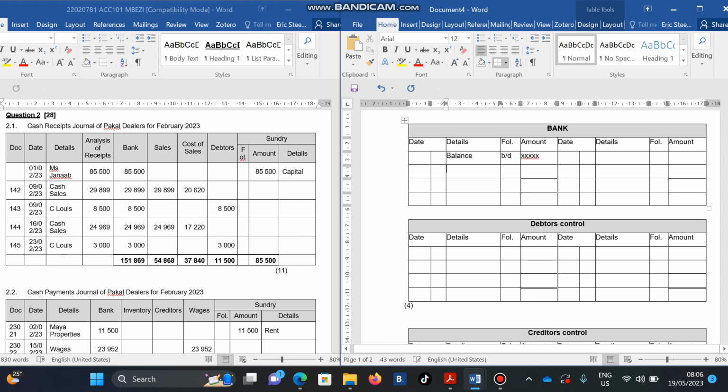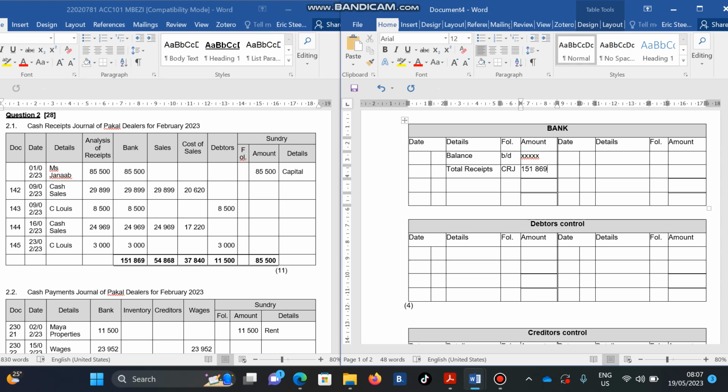Okay, so if we take bank from the CRJ, if we take this total from the CRJ, we're going to say total receipts. Folio means we're getting it from the CRJ. And how much are we getting from the CRJ? We are getting 151,869. That's that amount. Then we're done posting that amount.